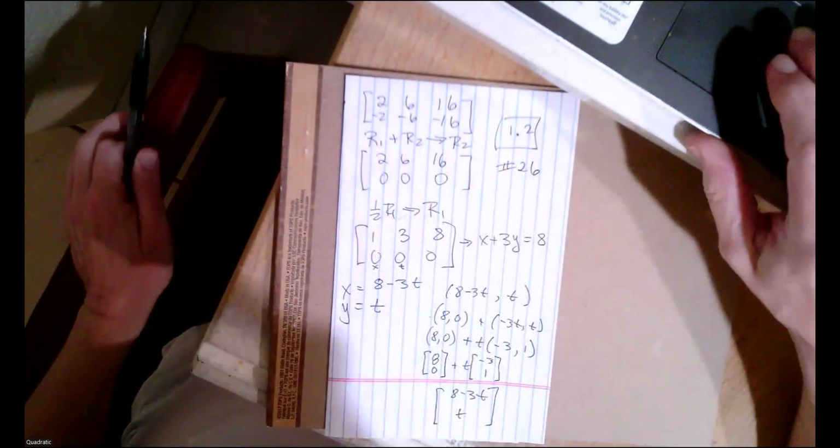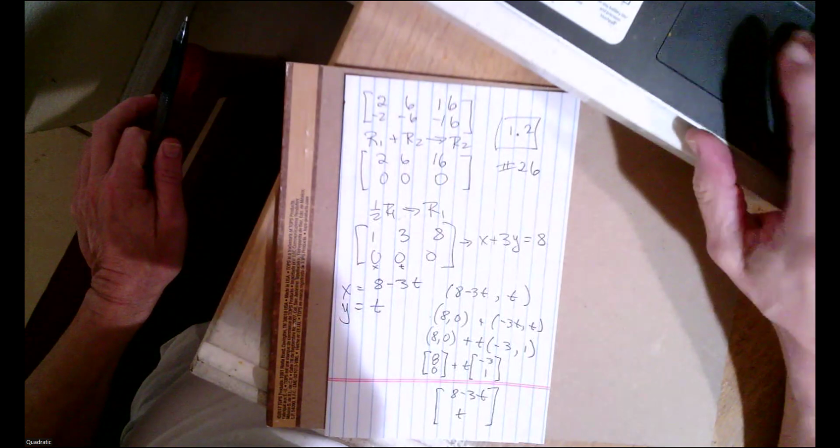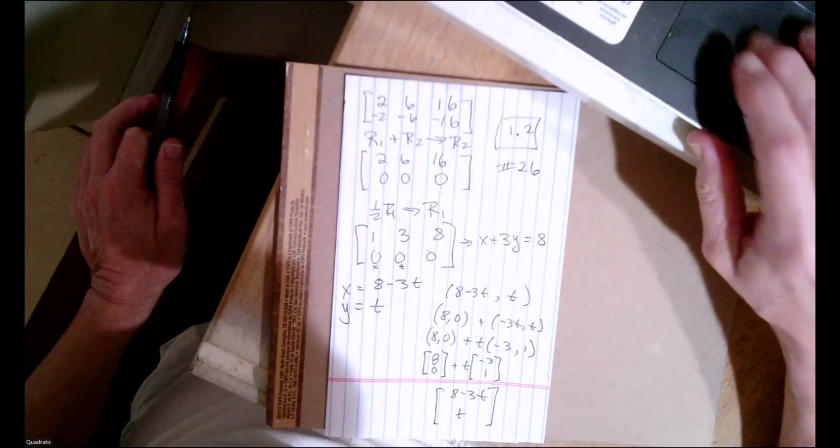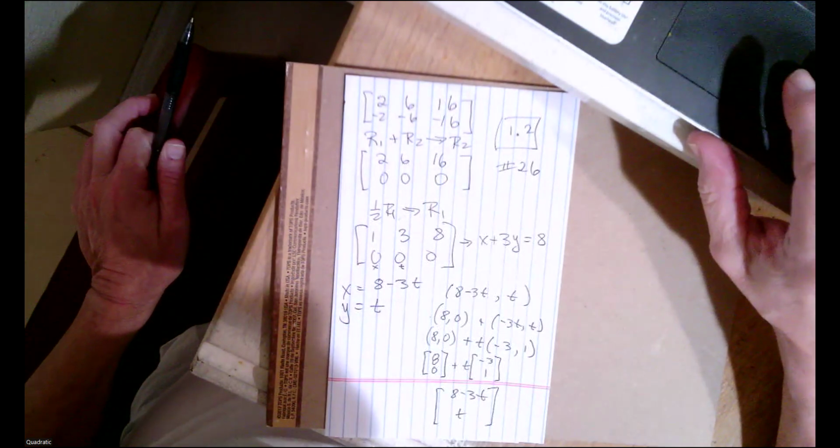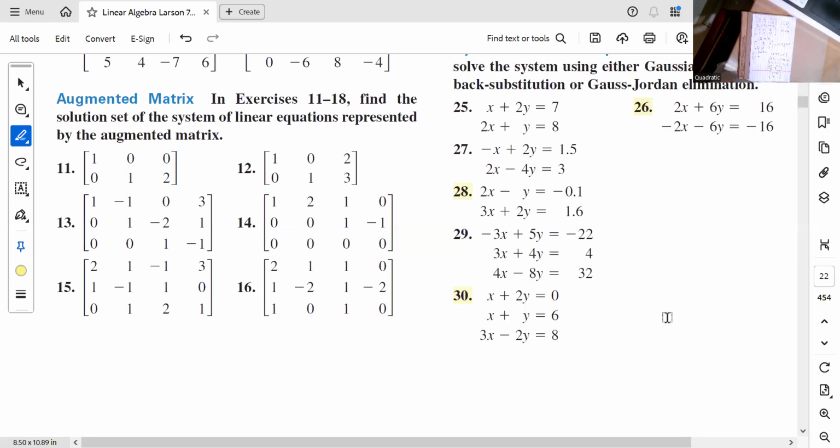Okay, that's it for this one. Let's go to the next problem. Oh, where'd it go? There it is, 28. All right, I'm just going to copy down the column here. Again, this is 1.2, number 28. I'm going to jot that down.